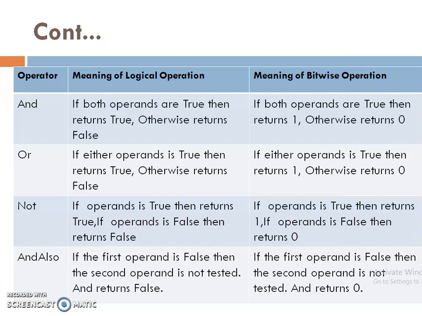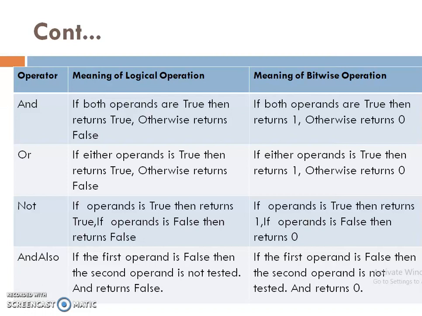Now we use OR operator in logical operation. If either operand is true, then it returns true, otherwise it returns false. Now we use OR operator in bitwise operation. If either operand is true, then it returns one value, otherwise it returns 0.